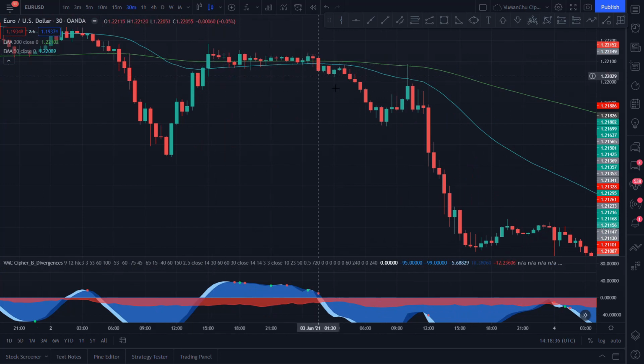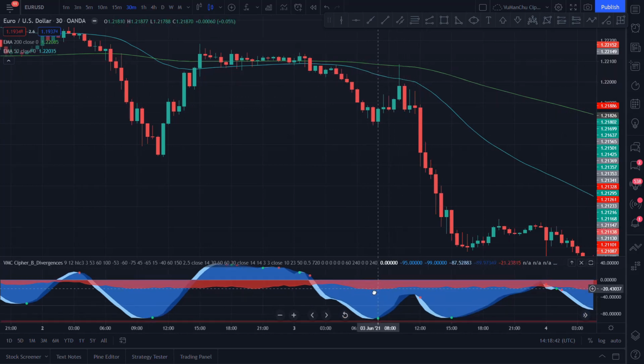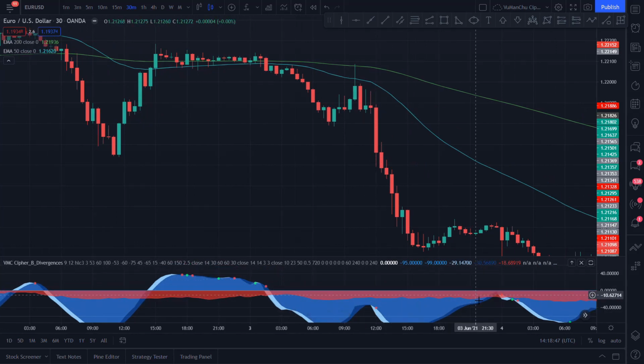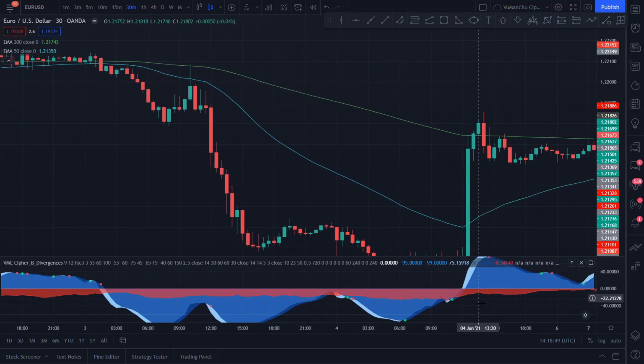Okay, price goes under the 200 EMA. It pulls back to the 50. But we don't get a cross down over the zero line. So there's no entry.